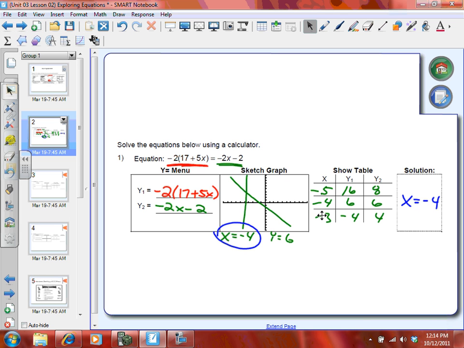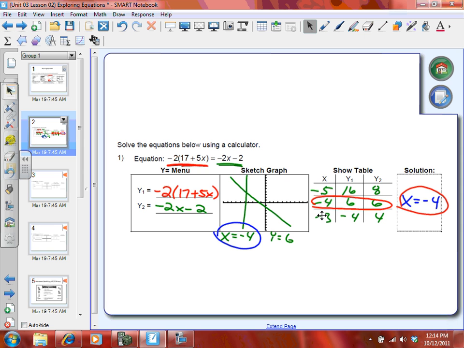And what exactly are you looking for in the table? You're looking for where those two y values are exactly the same. Like in this case right here, 6 and 6 are the same y values, which means the intersection occurs at -4, +6. And we only, of course, need the x value. X value is what we're looking for.